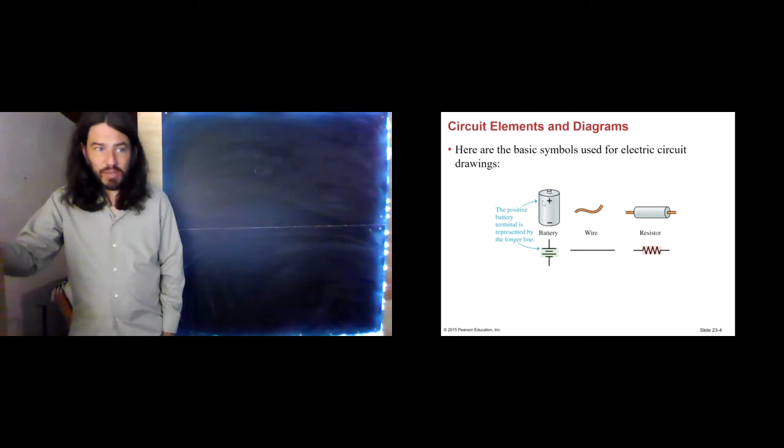And the positive side of the battery is indicated by the longer side of the schematic. So this is the high potential side, or the positive side of the battery. This is the low potential or negative side of the battery. A wire, we just represent with a line. That one's easy. A resistor has these little squiggles.